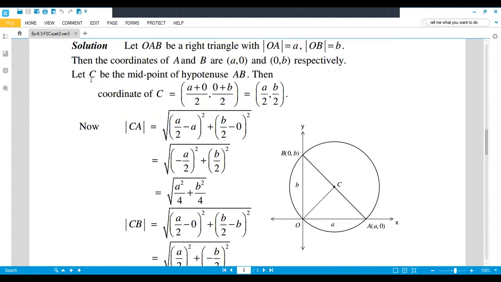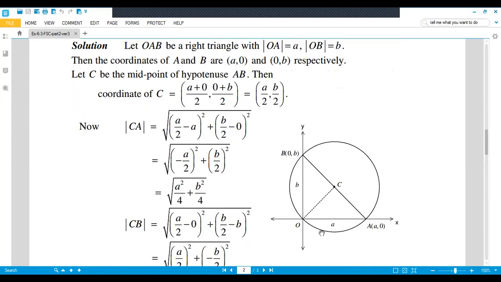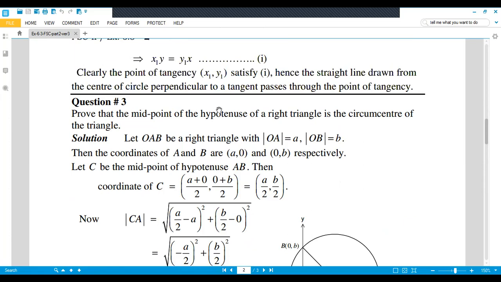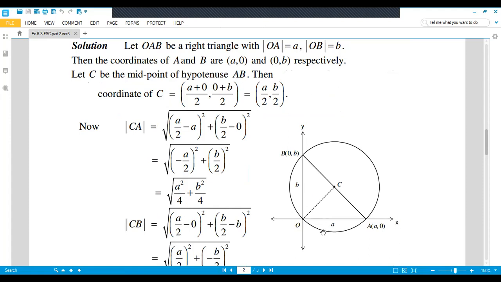Question number 3 is: prove that the midpoint of the hypotenuse of a right triangle is the circumcenter of the triangle. This means that when you draw the right angle triangle in the circle, you have to prove that the midpoint of the hypotenuse is the center of the circle. You have to prove that that is the center of the circle. So for this, first of all we draw it. It will help us to solve.